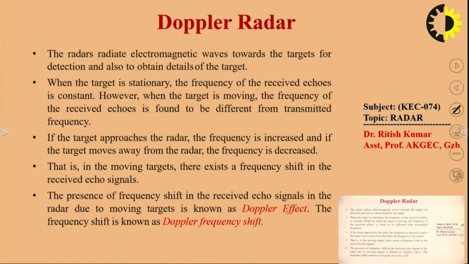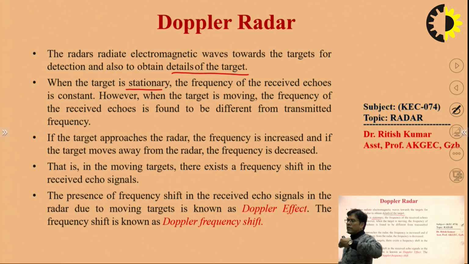Next, what is the Doppler radar? As we know, the radar radiates electromagnetic waves towards the target for detection and also to obtain details of the target. What kind of details? The range, and whether the target is movable or stationary, that also we can get to know with the help of radar. When the target is stationary, as I have mentioned here, what will happen? The frequency of the received echoes is constant, right?